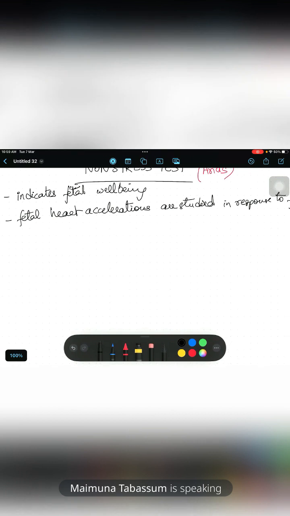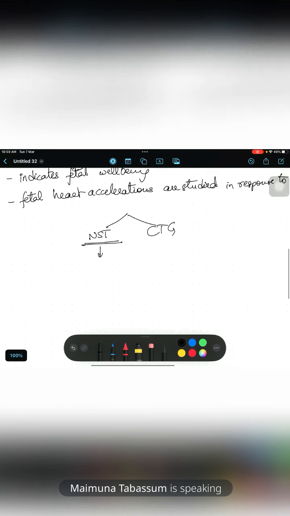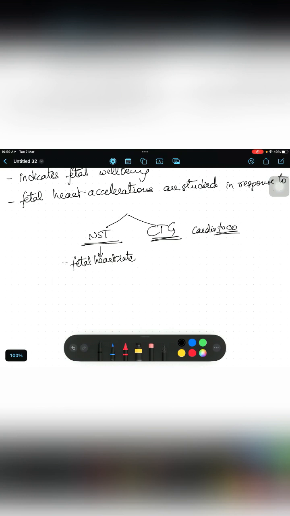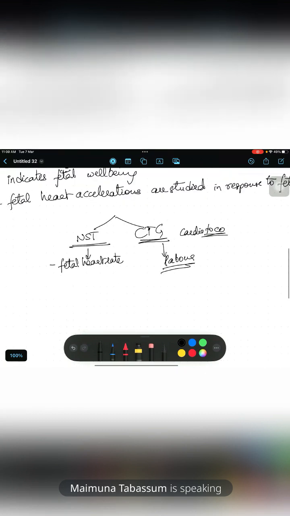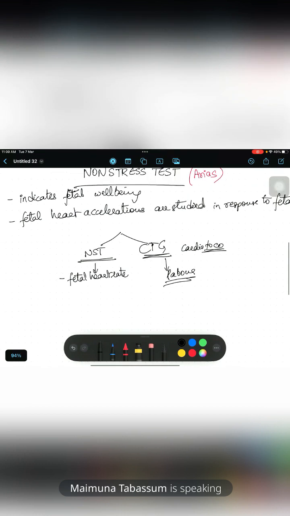So what is the difference between NST and CTG? NST is a non-stress test. In this, you will be seeing the fetal heart rate patterns. But CTG, that is cardiotocogram, is used in labor. Both are the same, but if you want to analyze the heartbeat with respect to the uterine contractions, then you will be calling it the CTG, that is cardiotocogram. It is used in labor. That is the only difference. Rest all, the reading of the NST or the reading of the CTG is the same.